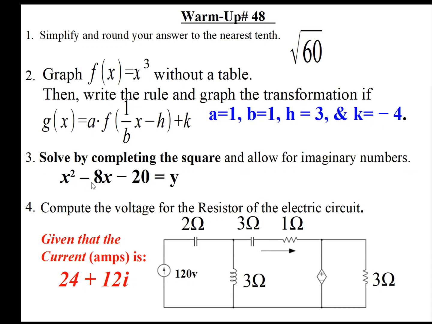Number three says solve by completing the square and allow for imaginary numbers. Equation given: x squared minus 8x minus 20 equals y. And number four says compute the voltage for the resistor of the electric circuit. The current that is given is 24 plus 12i. Then the diagram, just make sure you copy that and work out the voltage for the resistor. By now you should be able to do all four of them. I'll give you some time, copy that and go.